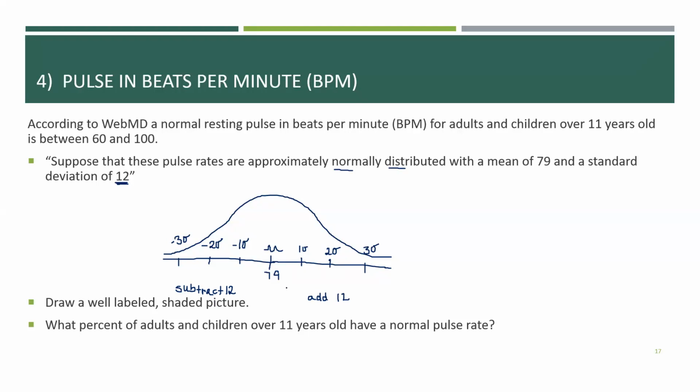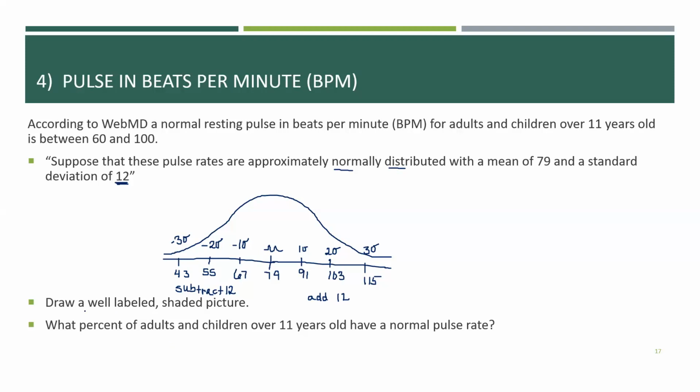So I grab my calculator and I go 79 plus 12, and that gives me 91, and I hit plus 12 again, which gives me 103, and plus 12 again gives me 115. Now I go back to my mean, so I'll type 79 in my calculator and I will subtract 12, so that gives me 67, and I will subtract 12 again, which gives me 55, and subtract 12 one more time, which gives me 43.